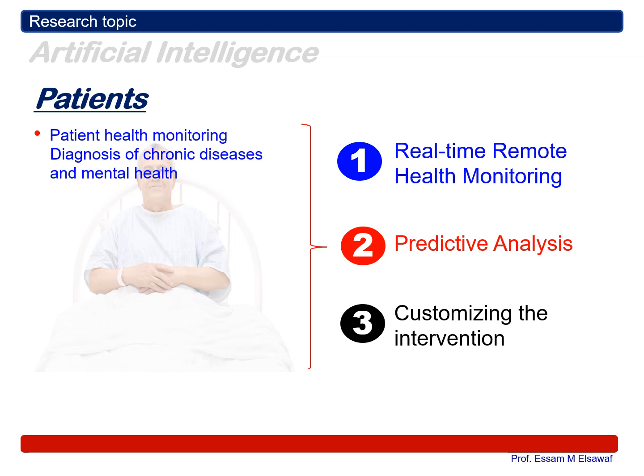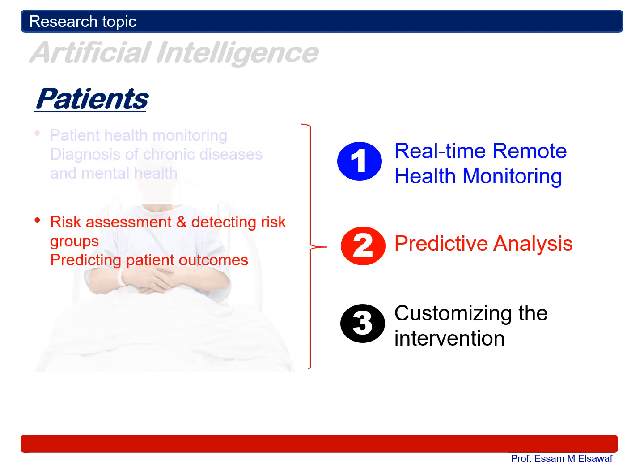Second, predictive analysis. The AI can detect the risk factors, so it's doing risk assessment and detecting risk groups. Which group is exposed more than others to hypertension, and what are the persons that may be prone to or have risk factors for diabetes or cancer, and predicting even the patient outcomes of such diseases.